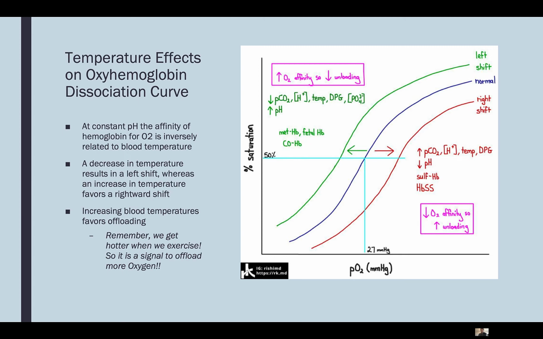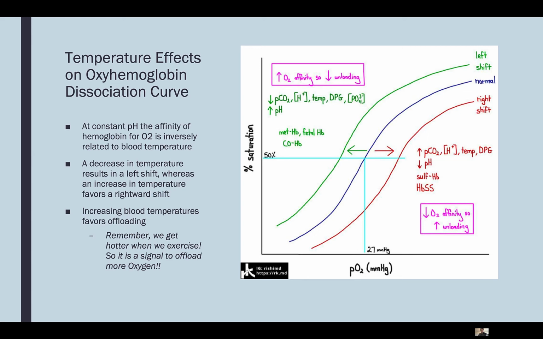Now, temperature is going to do the same thing. As we increase temperature, we're going to shift to the right. However, if we decrease temperature, we're going to actually shift to the left. So we can actually favor onloading or not favor offloading. We can actually get oxygen to hold on to hemoglobin longer by decreasing the body temperature.